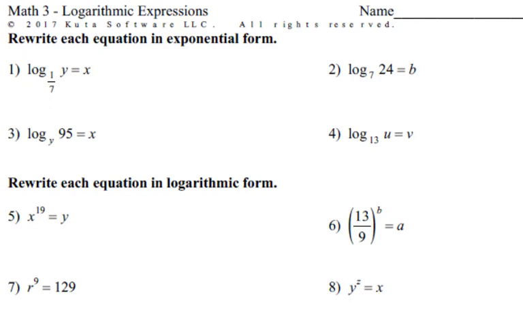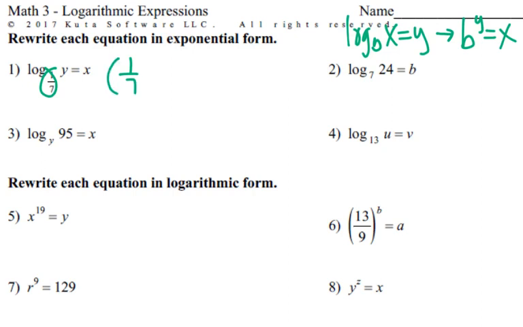Math 3, logarithmic expressions. So these first 8, we're just rewriting them. And remember, the trick is to go from logs to exponents. So it's log base b of x equals y, and you make it b to the y equals x. Okay, so this is my base, 1/7 of x equals y.